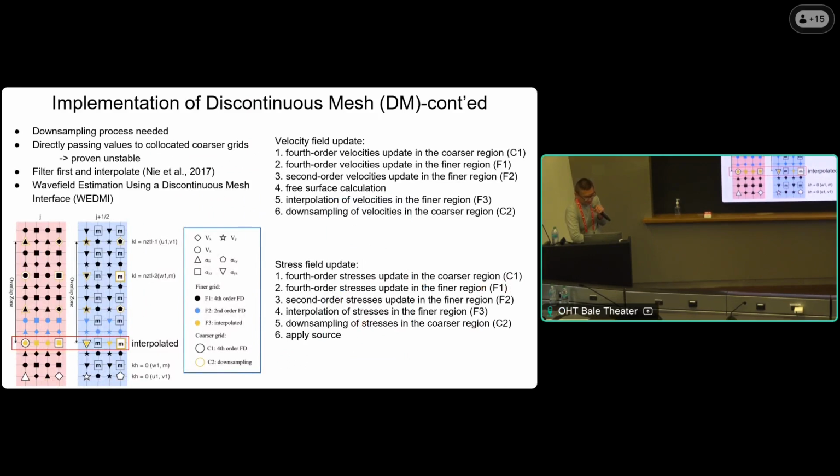can we just copy and paste the velocity and stress values from the finer mesh to the coarser mesh? Unfortunately, that's not going to work. It's proven unstable. So how do we do this? In Nie et al. 2017, it's documented that we actually need to filter the wave field to get rid of the information of shorter wavelengths, so that they are not hovering around and causing instabilities. And then the filtered wave field gets interpolated onto the coarser grids.